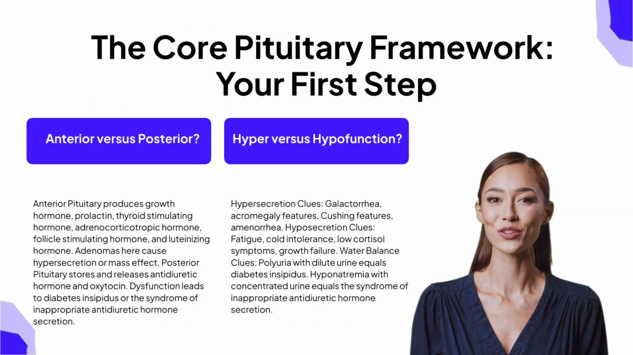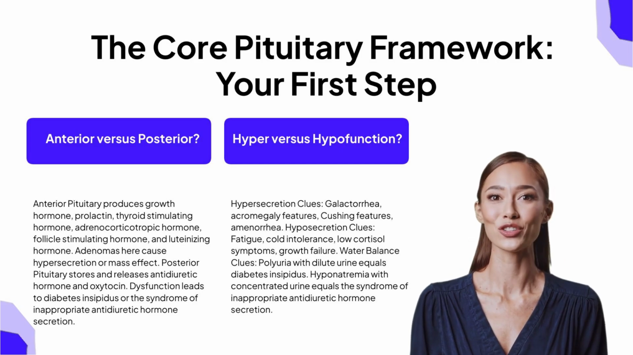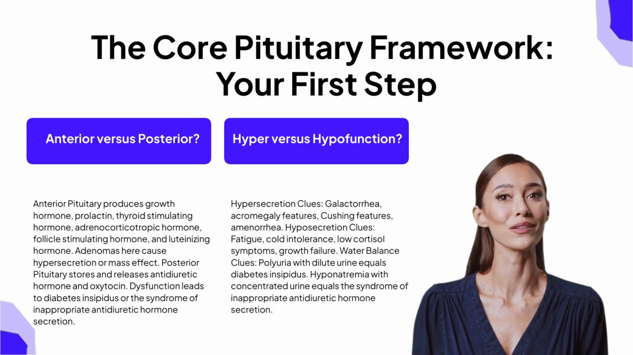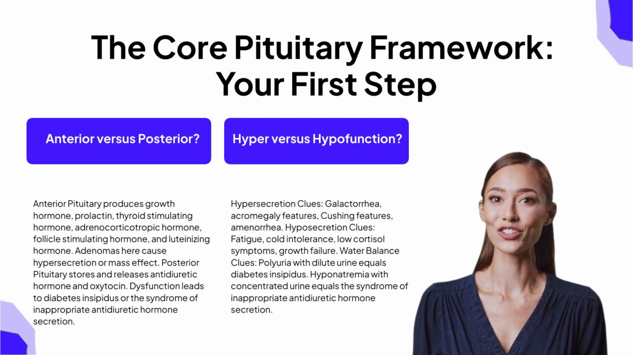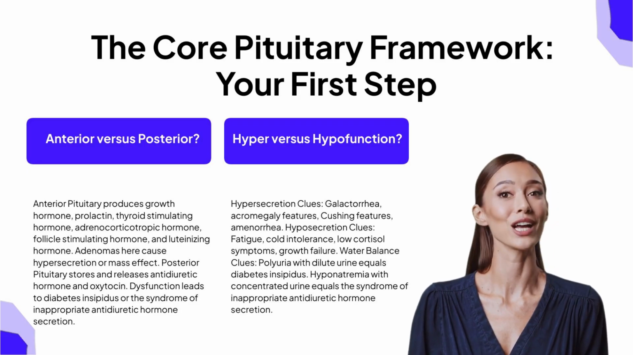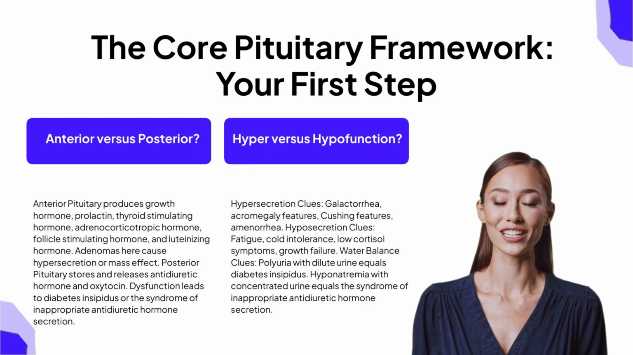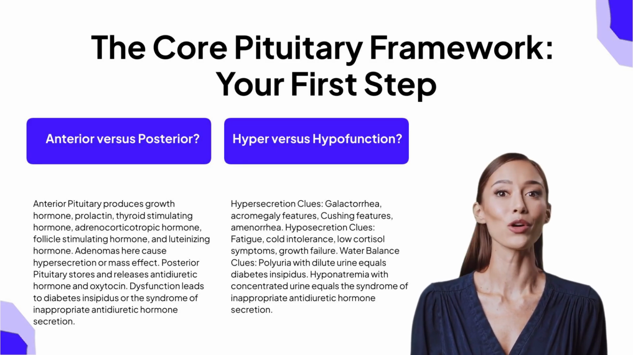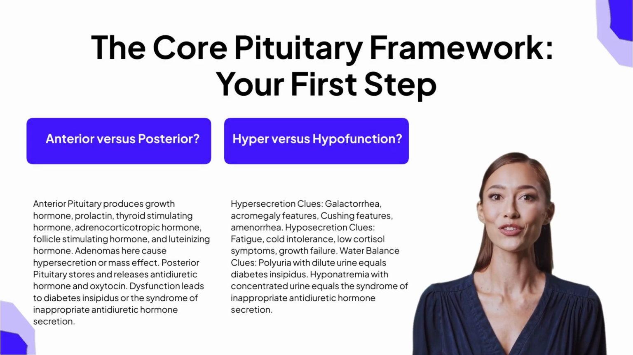Here is the framework that should be your first instinct every time you see a pituitary question on the boards. Ask yourself 2 questions. First, is this an anterior pituitary problem or a posterior pituitary problem? The anterior pituitary produces growth hormone, prolactin, thyroid-stimulating hormone, adrenocorticotropic hormone, and the gonadotropins. Adenomas here cause either hypersecretion of a hormone or mass effect symptoms like bitemporal hemianopia. The posterior pituitary stores and releases antidiuretic hormone and oxytocin. Problems here lead to either diabetes insipidus or the syndrome of inappropriate antidiuretic hormone secretion.